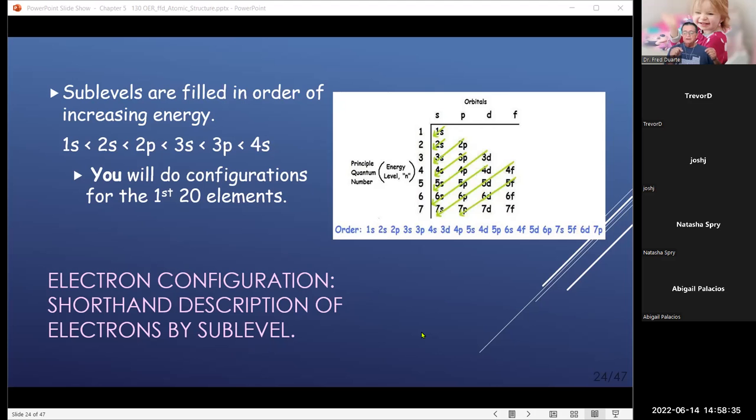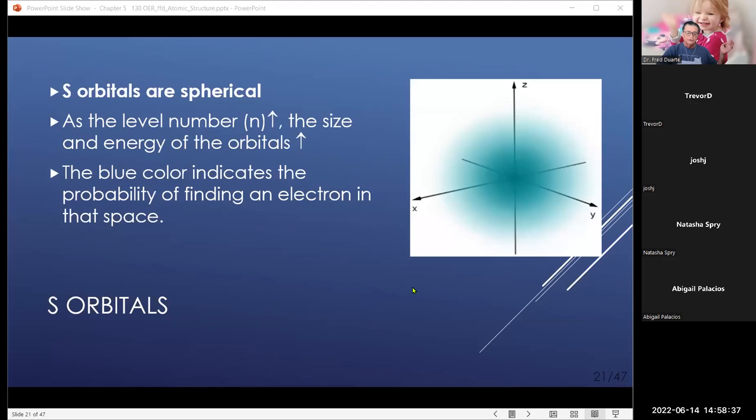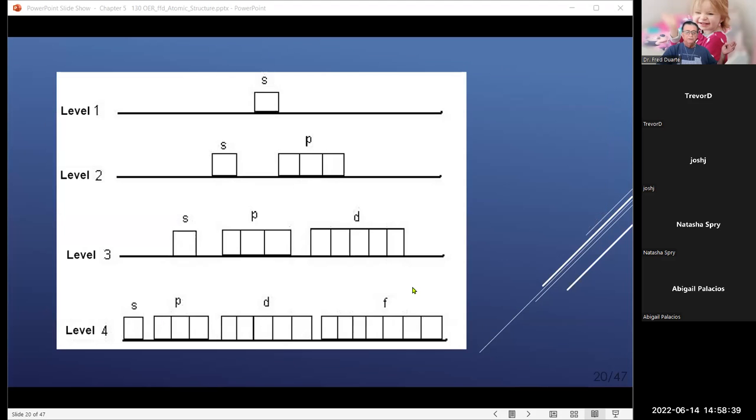And within the 7 energy levels, let me back it up for a second. Within the energy levels, there are sub-energy levels, which are called orbits. There are 4 types. The first energy level only has the s orbit. The second energy level has both the s and the p orbits. And the third energy level has the s, p, and d orbits. And then the fourth has the s, p, d, and f.